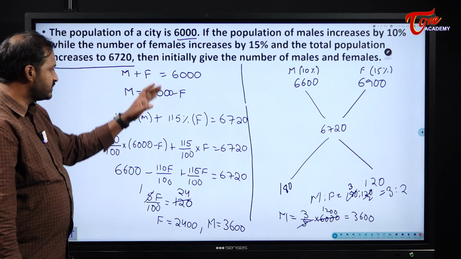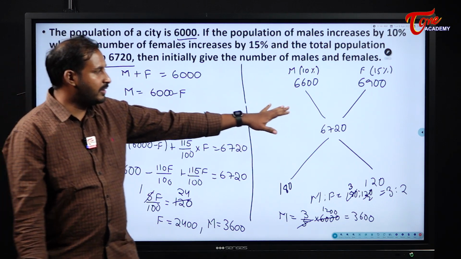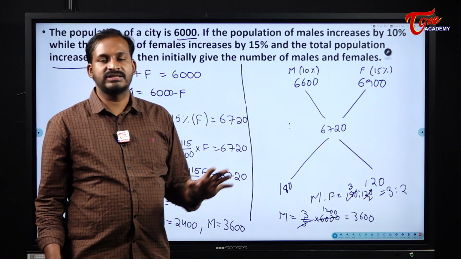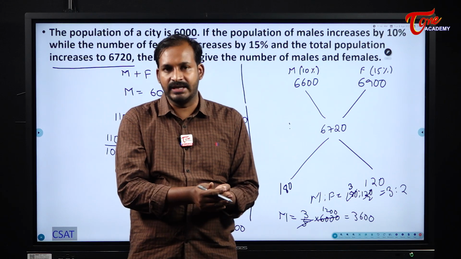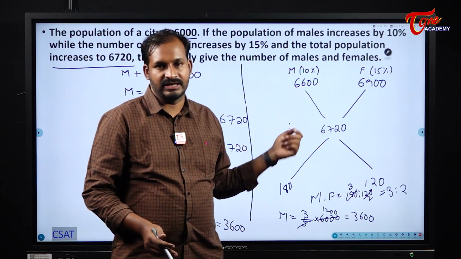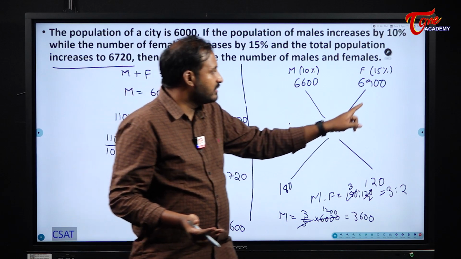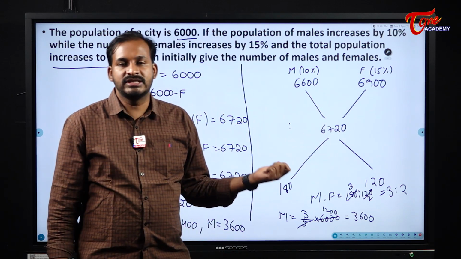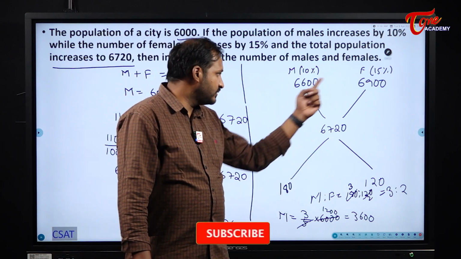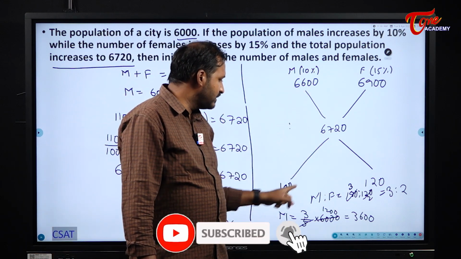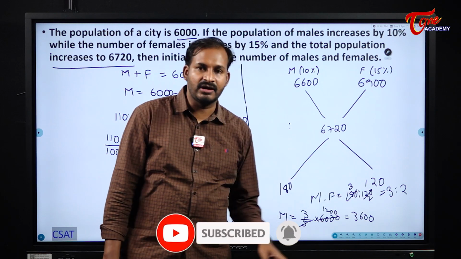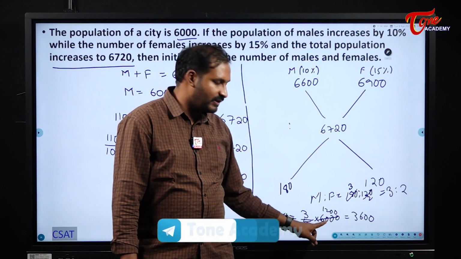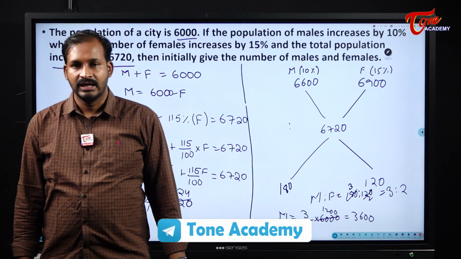It is up to you students, you can follow this one or this one, but better to go with this one. It will save a lot of time. Whenever you see these types of questions, assume that if the entire village is male, what will be the population? 6,600. If the entire village is female, what is the population? 6,900. But due to the mixture of these two, the population became what? 6,720. Like this, you can write the differences. So this is male and this is female. Male and female are in what ratio? 3 is to 2 ratio. So 3 by 5, male population is 3 by 5 into 6,000, that will become 3,600, like this.